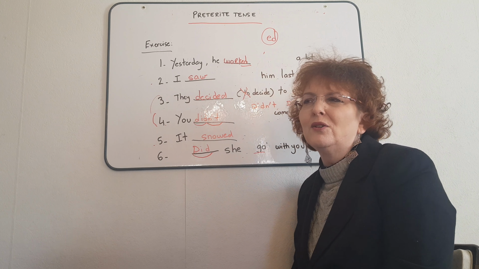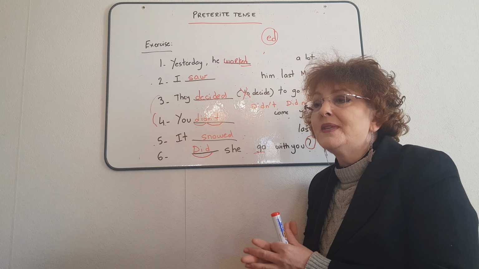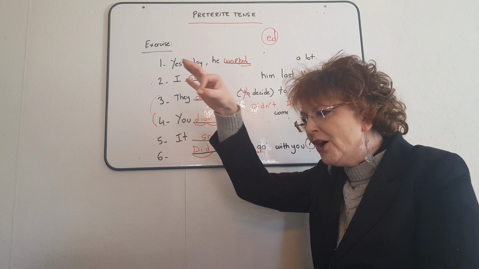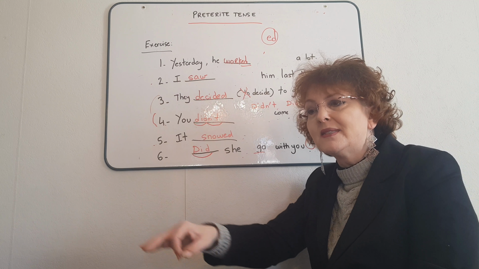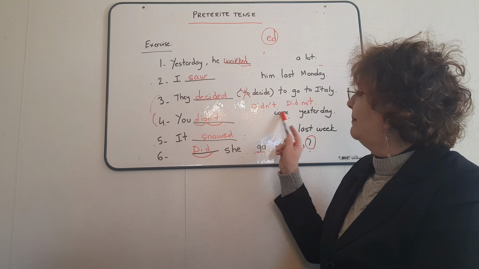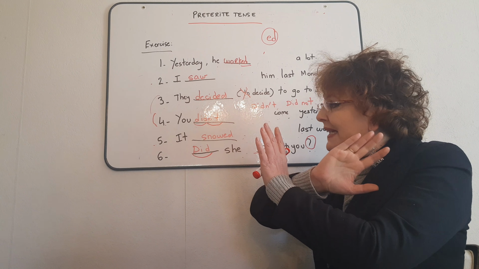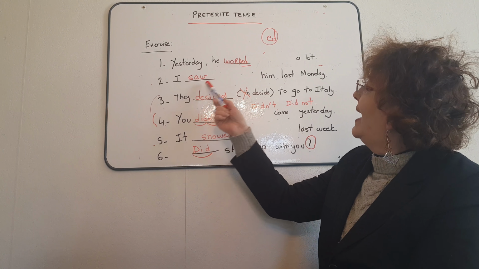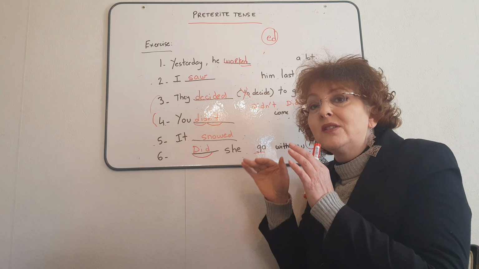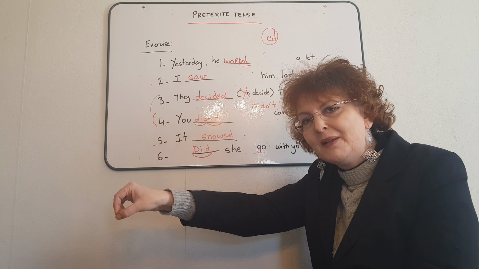It's not a very difficult tense to use, but you must learn the irregular verbs and remember that this tense is used for an action which is a point in time in the past. It is completely over. If I said to you, you didn't come yesterday, it means it's no longer yesterday. It's something completely finished. Same with, I saw him last Monday. If it was last Monday, it's not now. It's a point in the past, a point in time.